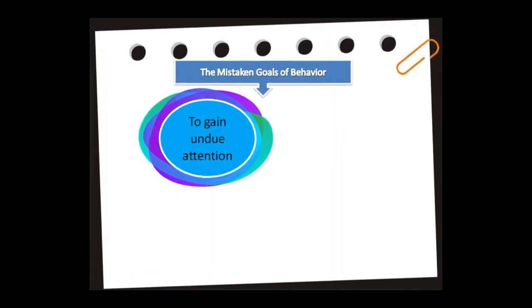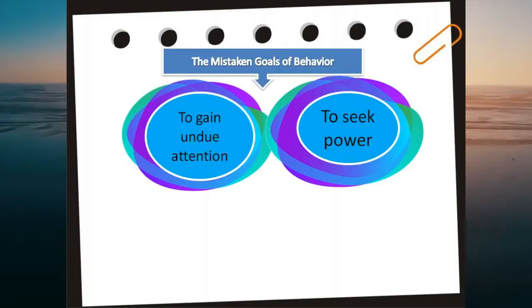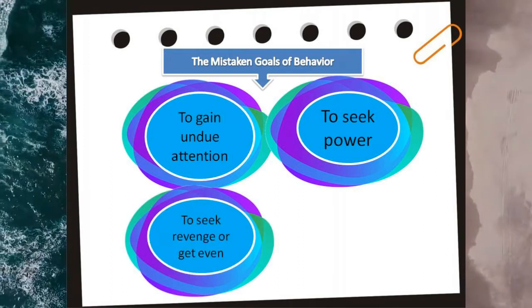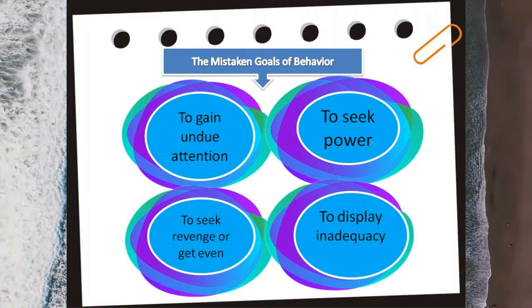Here are the four mistaken goals of behavior. First, to gain undue attention. Second, to seek power. Third, to seek revenge or get even. And fourth, to display inadequacy.